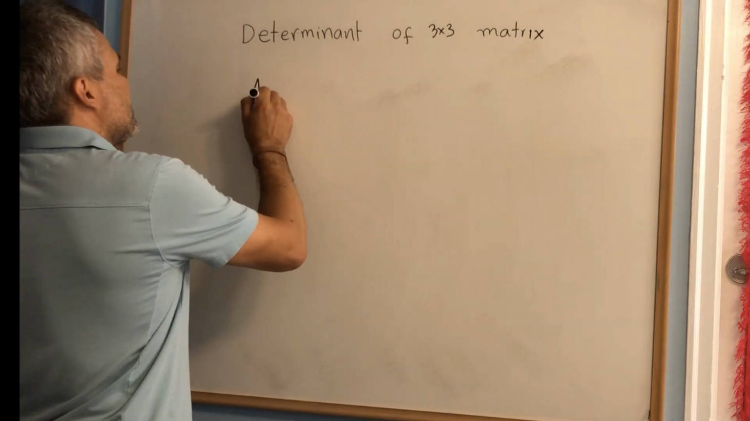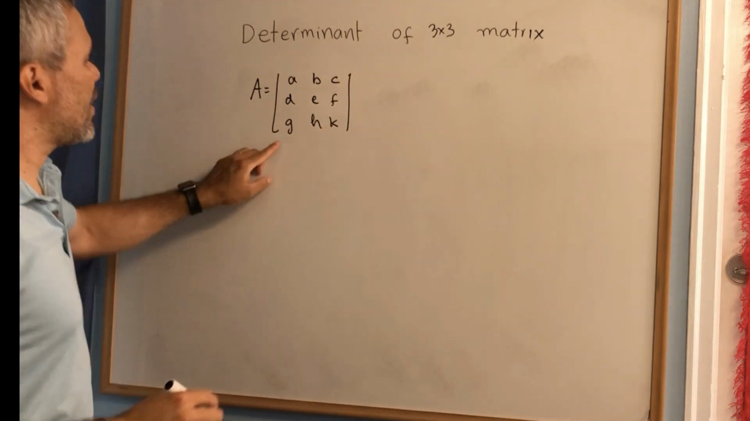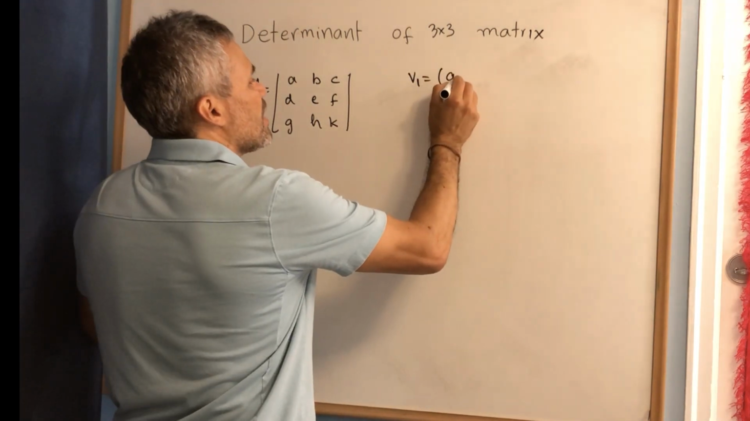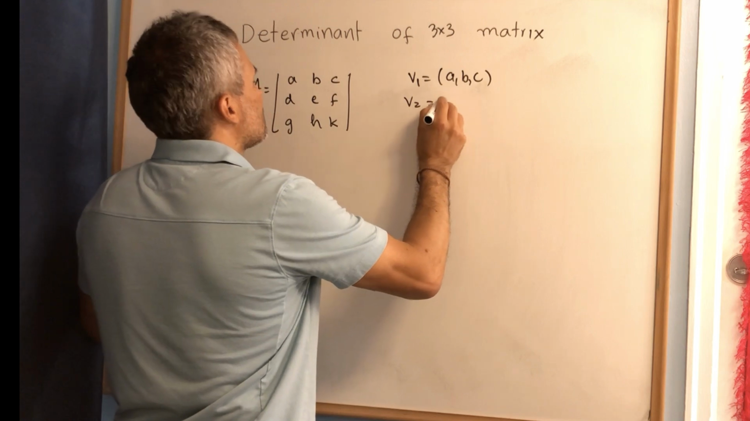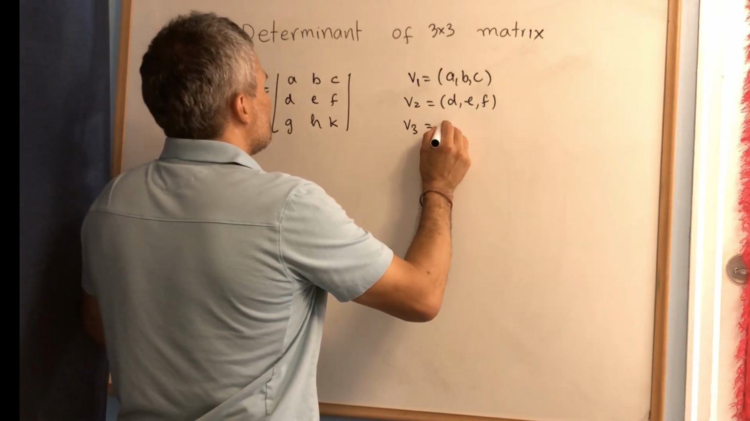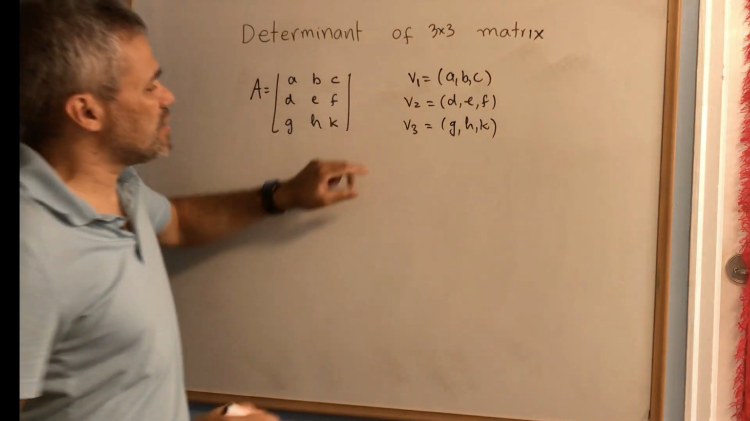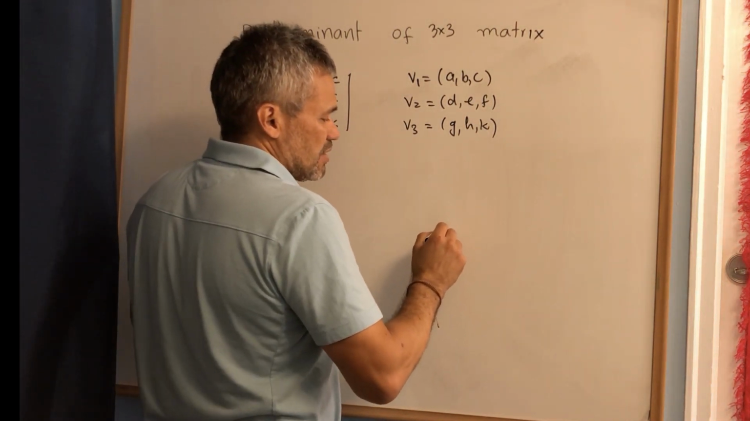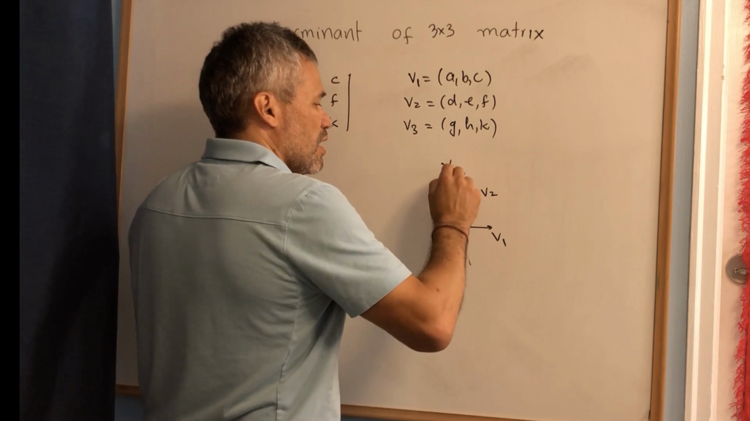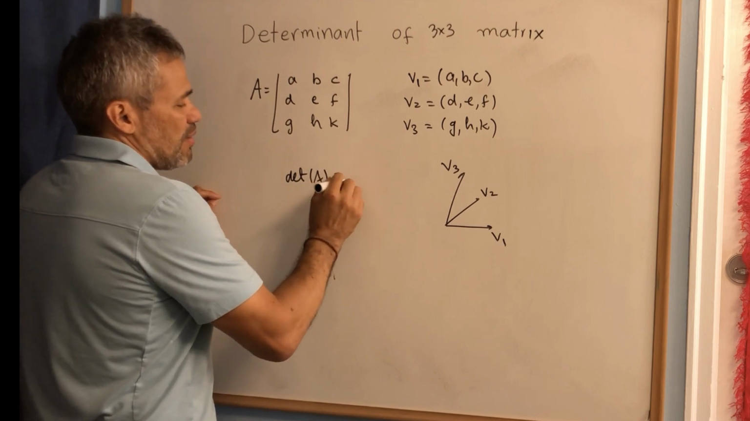If we have a matrix A, then we can think about the 3 rows. Let's suppose that we think about the vector B1 equal A, B, C, B2 equal D, E, F, and B3 equal to G, H, K. Then when we think about these 3 vectors, there are 3 vectors in the space. And we have the vectors B1, B2, and B3. Then the determinant of A is a number.